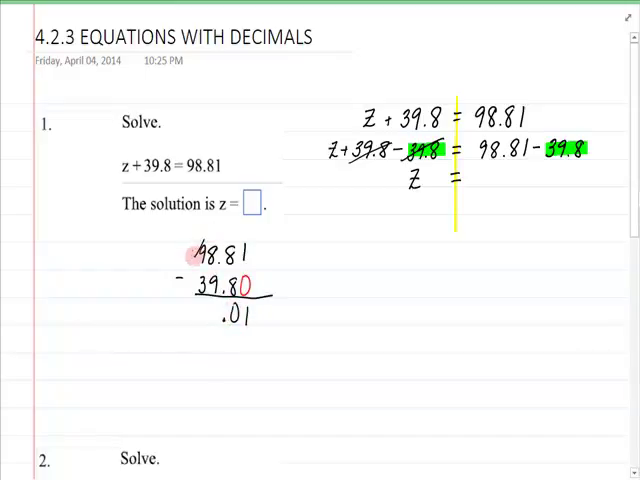9 from 8, can't do it, so I need to borrow. I borrowed from a 9 and got a 6. That is what you call creative math. All right, borrow from the 9, make it an 8, and that 8 becomes 18. 9 from 18 is 9. 3 from 8 is 5. So I am getting that Z is 59.01.